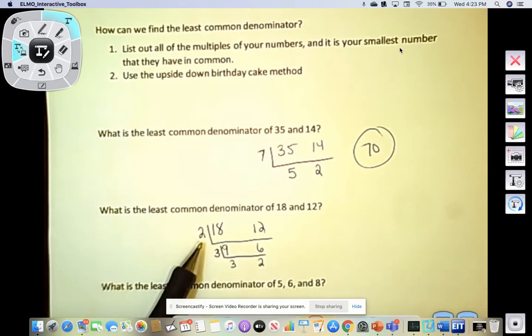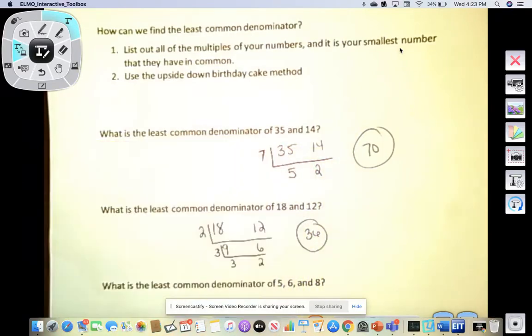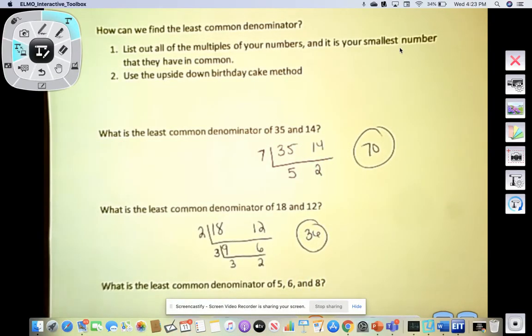Now I multiply these numbers: 2 times 3 times 3 times 2. That gives me 36. So 36 is my least common denominator for those numbers.